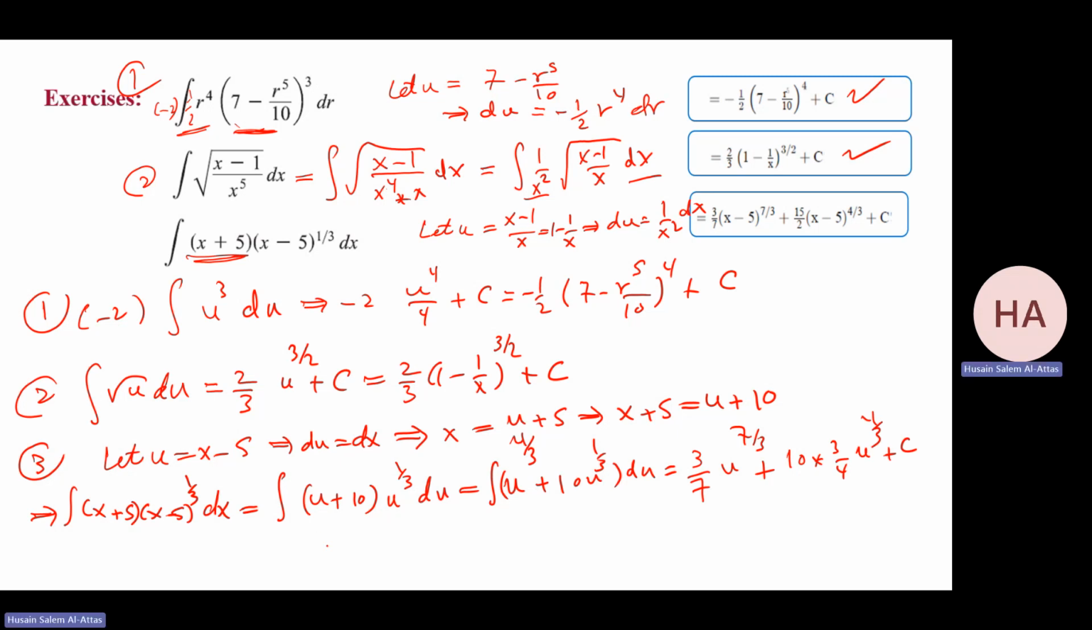That gives me 3 over 7. What is my u? x minus 5 to the power 7 over 3 plus, this is 5, this is 2, so it's 15 over 2 times x minus 5 to the power 4 over 3 plus c, which is this one.